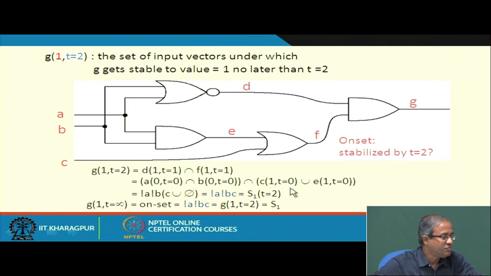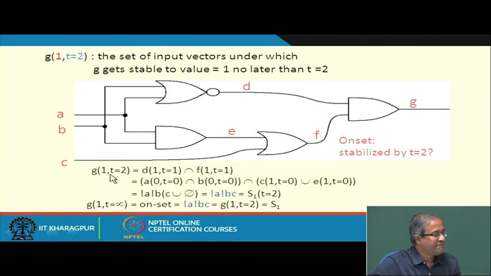So, if you now calculate A 0 at t 0, what does it mean? That means at time t equal to 0, when all the inputs are coming, A is 0, I write it as not A. At time t equal to 0, B equal to 0, I write it as not B, and at time t equal to 0, C equal to 1, that is only C. Intersection, at time t equal to 0, E equal to 1, you cannot say E at time t equal to 0, it is undefined. So, this is empty, phi. So, this is only C, A bar, B bar, C. So, let us call it S1 t equal to 2.